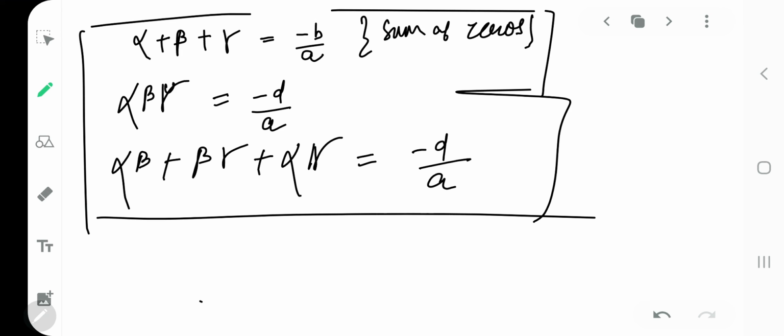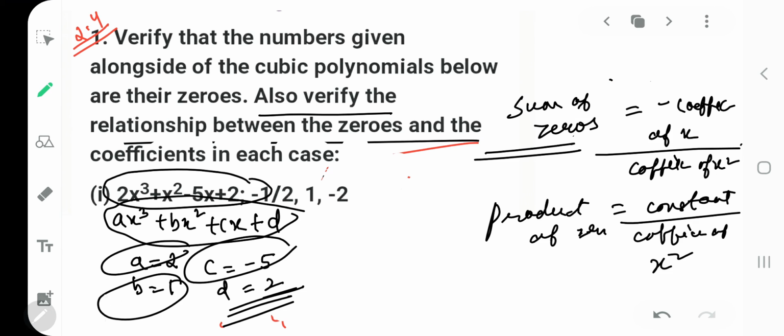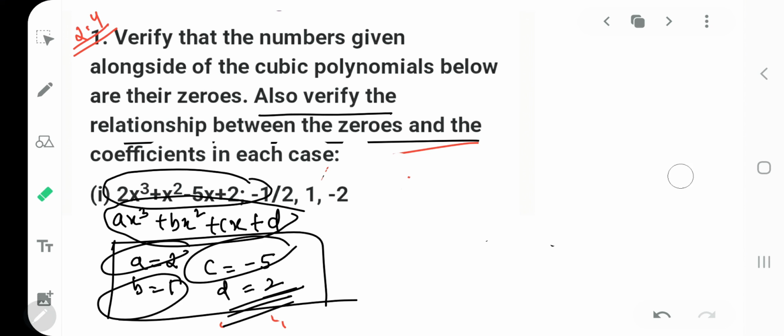Now you have all the values. You have your alpha, beta, gamma as what? Your zeros. So alpha value you have is half, beta value जो दिया हुआ है वो 1, and gamma is minus 2. Getting my point? And from the equation you made, the standard form of the equation, you got the values of a, b, c, d. Are you getting my point clear? So you have to just verify the relationship, matlab you have to check whether they are equal or not.